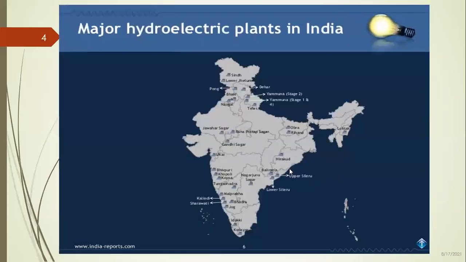And these are the various locations where the hydroelectric power plants are located. Okay, like in Punjab, if we talk about, the main power plant is the Bhakra, under the Bhakra Beas Management Board. And there is the Pong Dam. Okay, this is on the Beas tributary. Okay, Tehri Dam is there. Okay, Rana Pratap Sagar Dam is there. Jawahar Sagar, Gandhi Sagar. Okay, so these are the various locations all over India where the hydro projects are there.